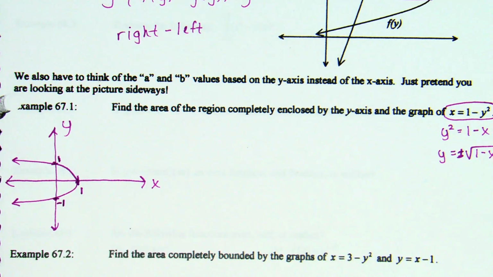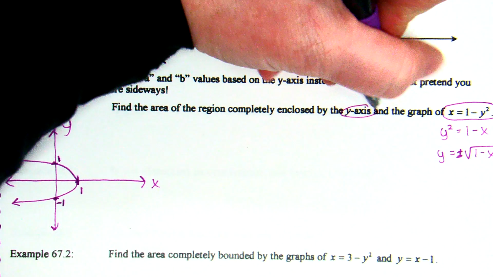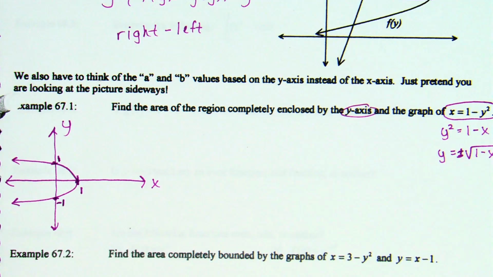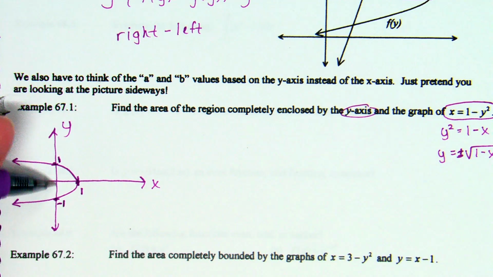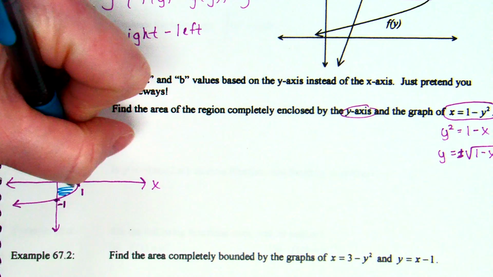Okay, now, what are they asking me to find here? The area of the region completely enclosed by the y-axis and the graph x equals 1 minus y squared. So we have the x equals 1 minus y squared. Y-axis is right here. So what area are we trying to find? From -1 to 1. That little half a circle, slice of a parabola, whatever you want to look at it.